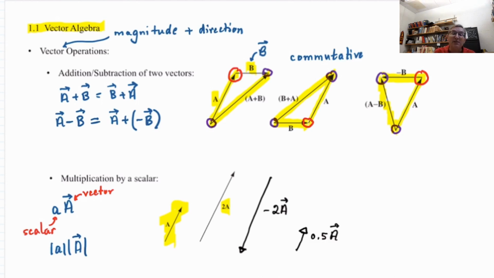And if the scalar is positive, you don't change the direction. If the scalar is negative, you reverse the direction. Okay, so that's multiplication by a scalar.